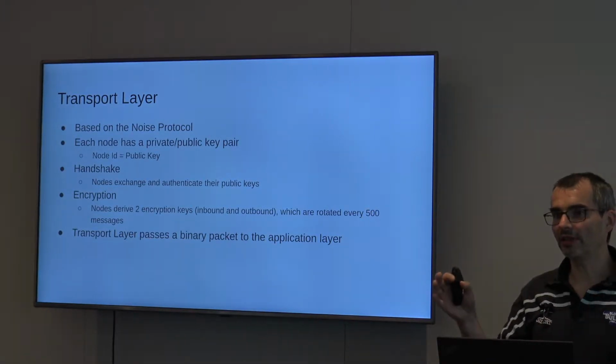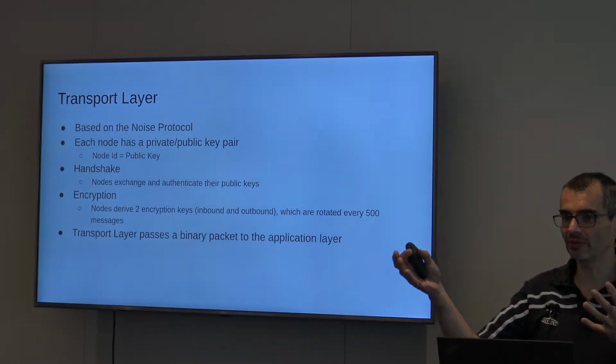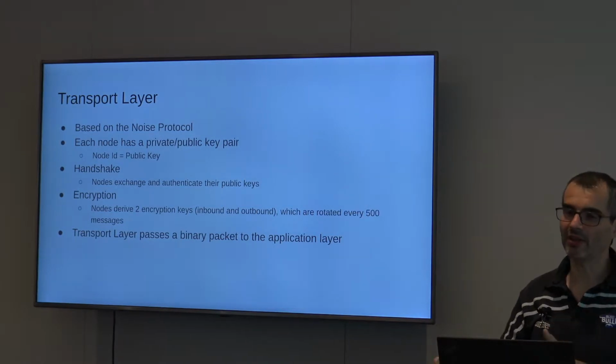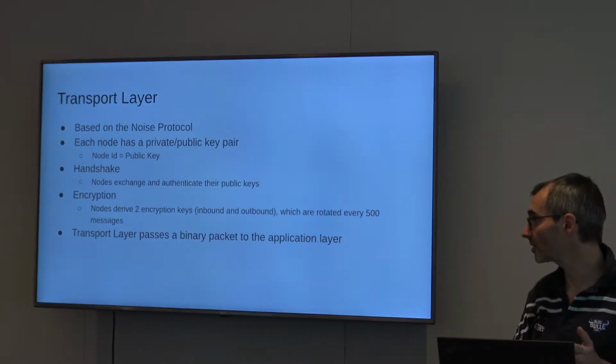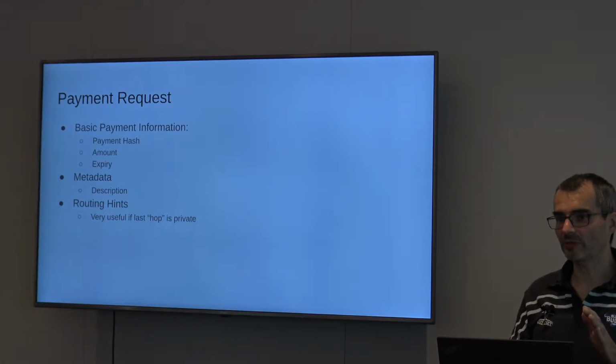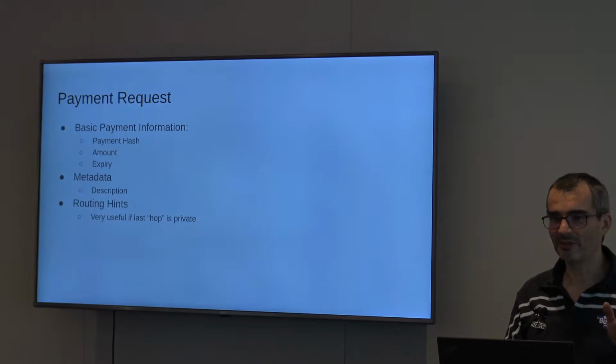The transport layer is in charge of the handshake. You really check that you're talking to the node you're supposed to talk to, and then you decrypt packets that you pass to the application layer. So that's it for the transport layer. I told you it would be quick.